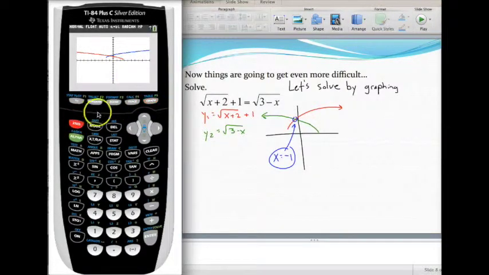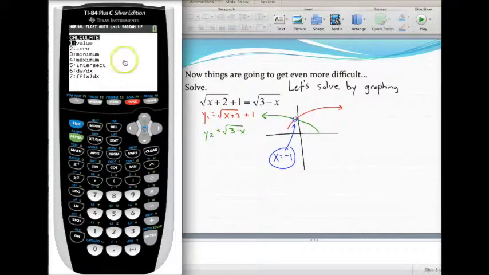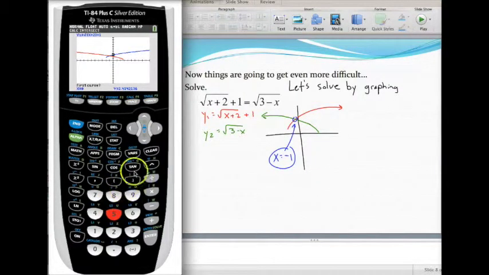So second, trace to get into the calculate menu, and then I want option 5, the intersect option. So select that. Let's just trace over so we're close to the intersection point, and there's only one. That's what's really nice about solving by graphing. It will not show you any extraneous solutions. Only the actual solutions will show up on your graph. So I'm close to it. Go ahead and hit enter 3 times just as we've done before. And it will find us our intersection point.